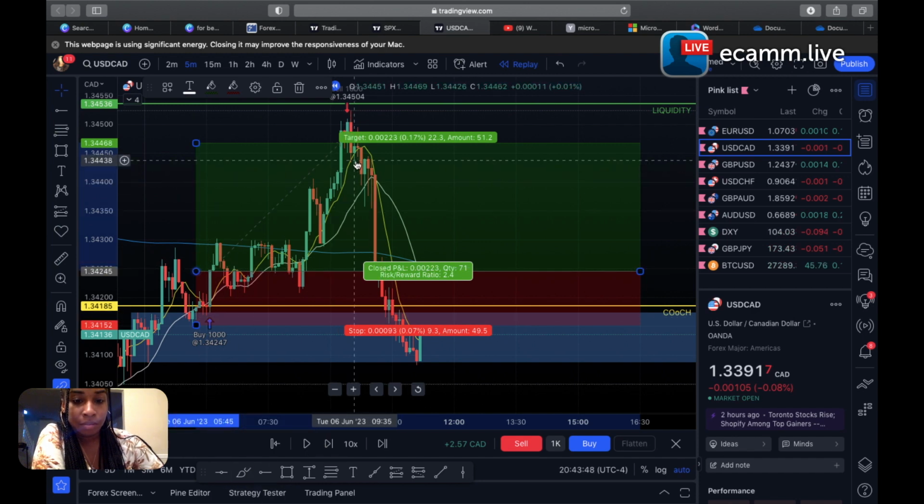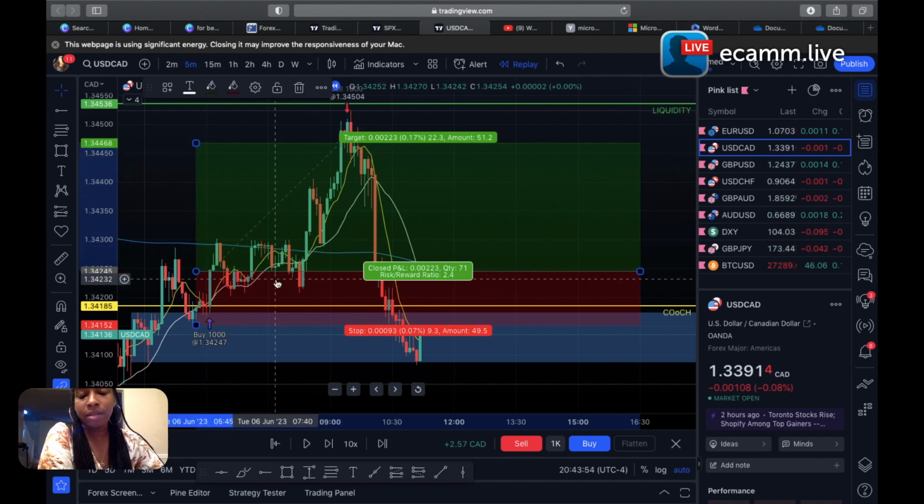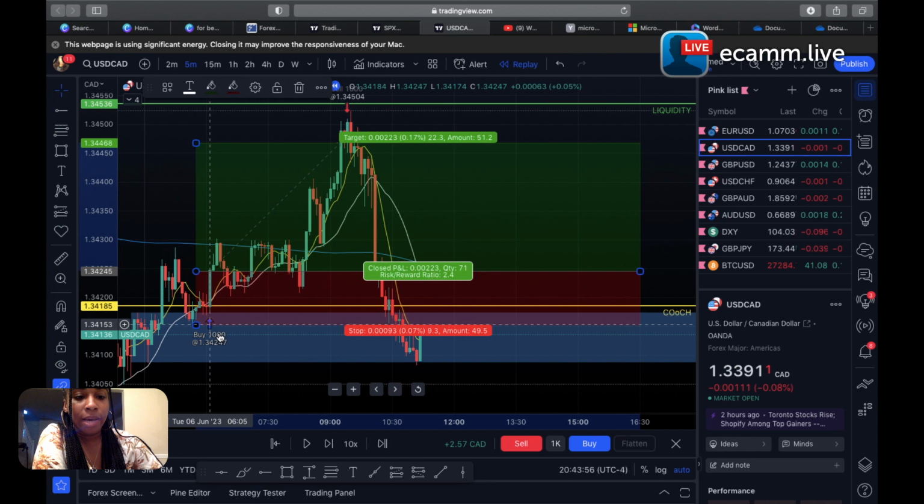Pretty simple. This trade did take a few hours, and I had a busy morning anyway, so it was cool. I got in the trade, set my targets, and just kind of let it do its thing. And yep, that's what we got for today.